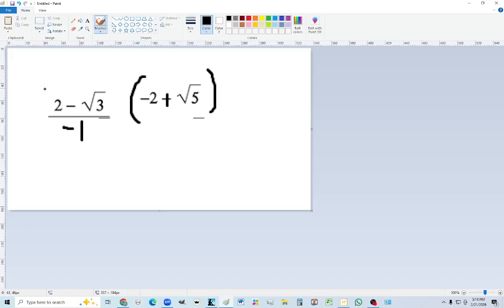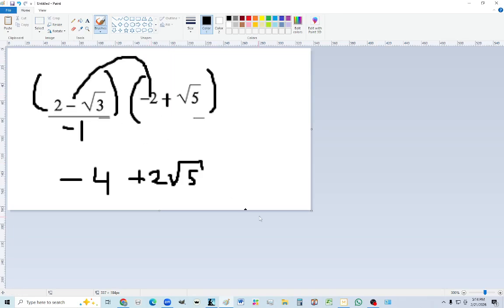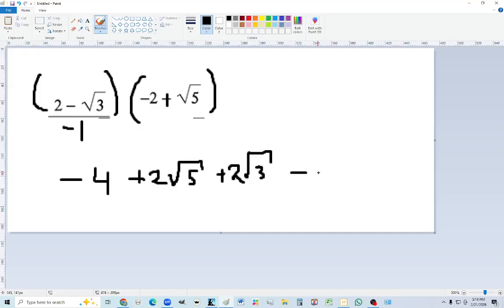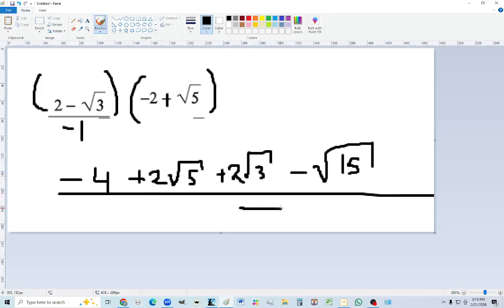Up top, you have to distribute like this. 2 times minus 2 is minus 4. 2 times square root of 5 is plus 2 square root of 5. Minus, minus, so plus 2 square root of 3. Those cannot be added because they're not like terms. And then minus square root of 3 times plus square root of 5 becomes minus square root of 15. All of it over minus 1, which means all the signs up here change based on that minus 1.